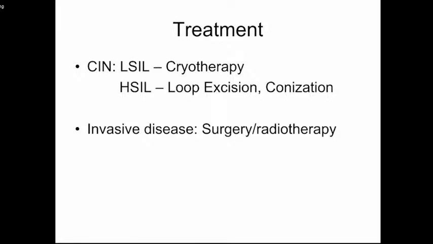Okay, so treatment for CIN lesion, for low-grade squamous intraepithelial lesion, particularly those who you feel are likely to get lost to follow up, you can do cryotherapy. You simply freeze the epithelium where the lesion is, the cervical mucosa. For high-grade squamous intraepithelial lesions, you do a loop excision and conization. You just take a cone of the cervix out and send it to pathology. For invasive disease, that patient goes for staging, and then she may have surgery and or radiotherapy, depending on which is applicable for the stage of disease.